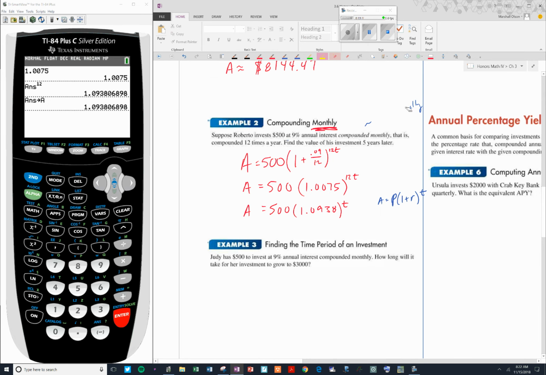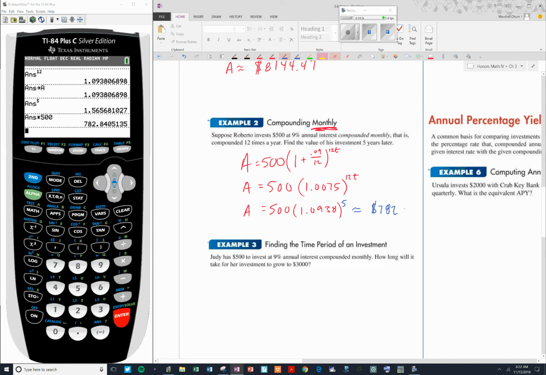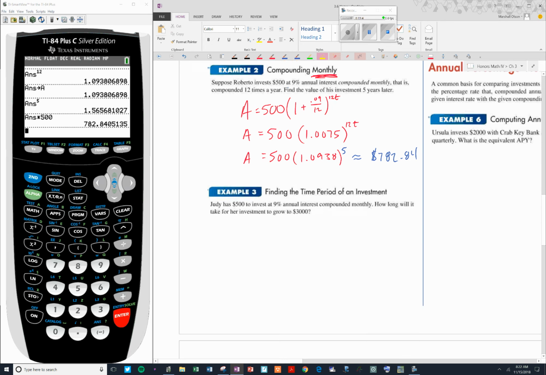So let's go ahead and throw 5 in here and figure out what this is going to be. I'm going to take this value to the 5th, multiply that by 500, our principal, and we're going to get $782.84. The only reason I went through this is to connect this to if this was compounded annually. That's what the percentage rate would be.